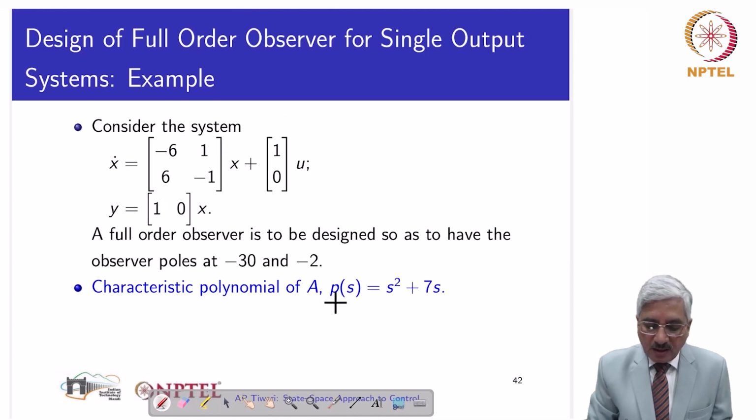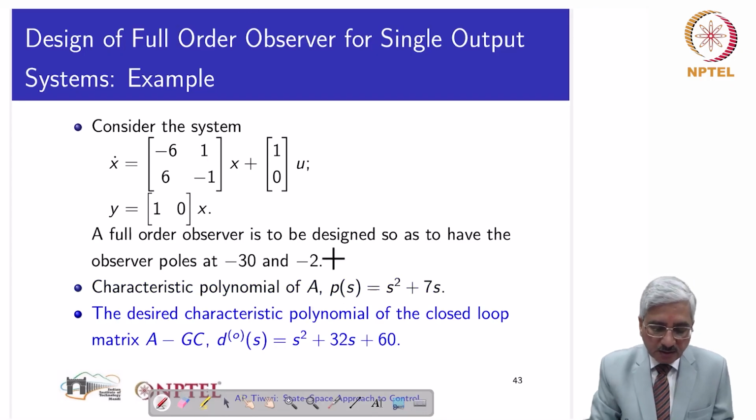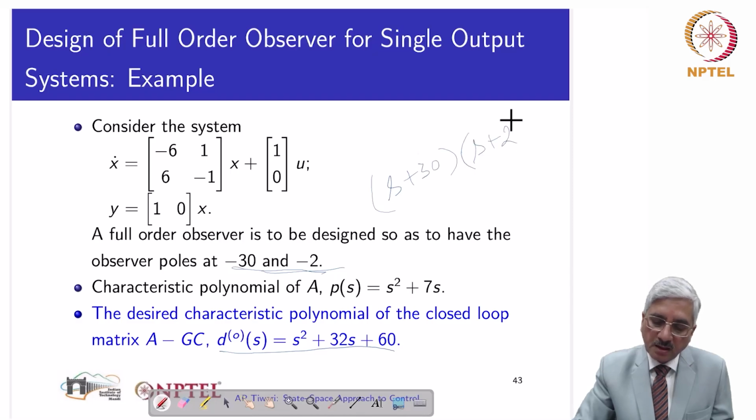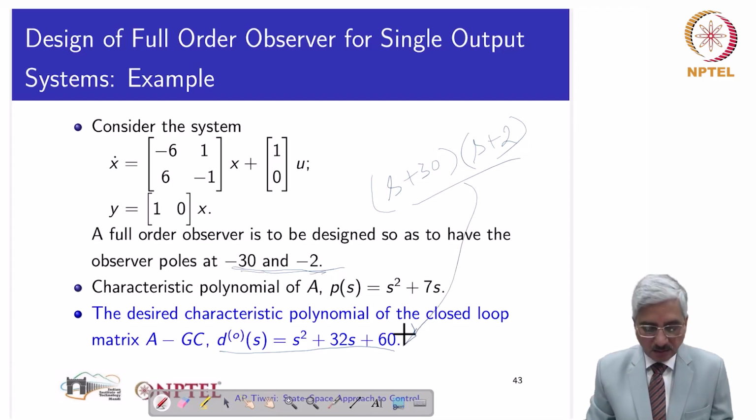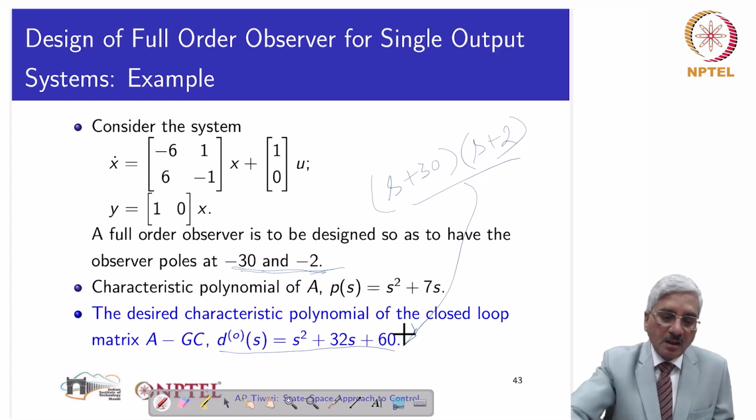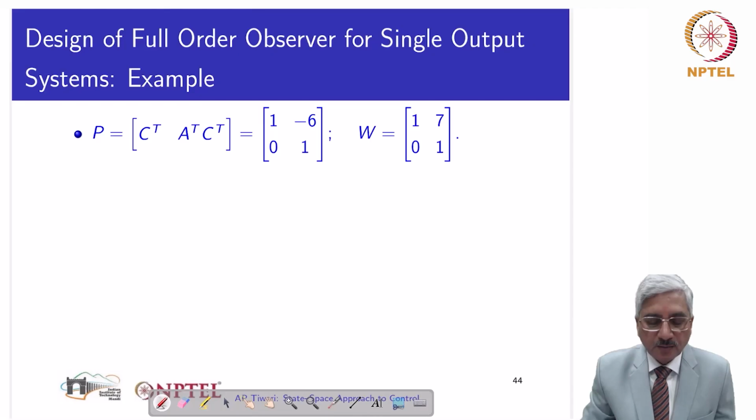So as I just evaluated, the characteristic polynomial of A is S square plus 7S, and for these pole locations the characteristic polynomial of the observer will be this, S square plus 32S plus 60, which is essentially the product of S plus 30 into S plus 2. This product is this. So having selected the pole locations, we get the characteristic polynomial of the observer, and then we apply the formula. So we evaluate the P matrix, which is C transpose and A transpose C transpose. It should come this much.